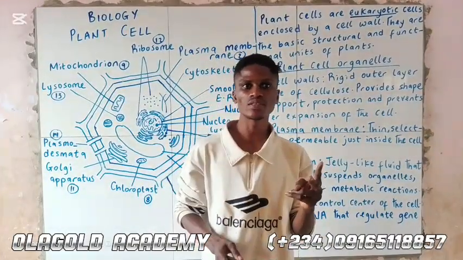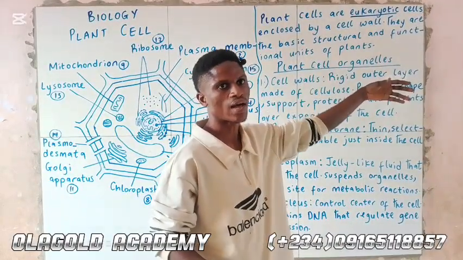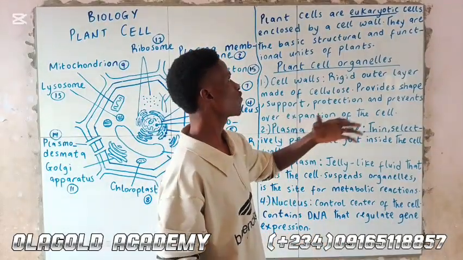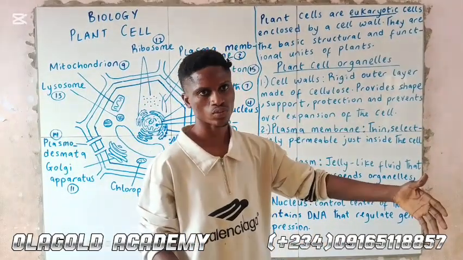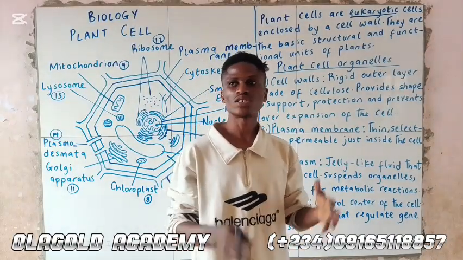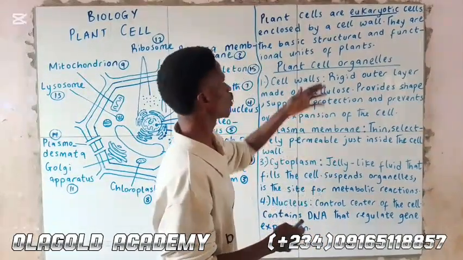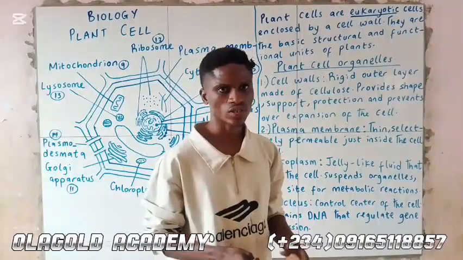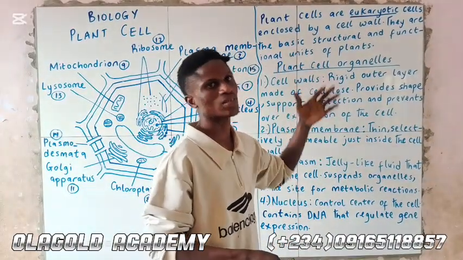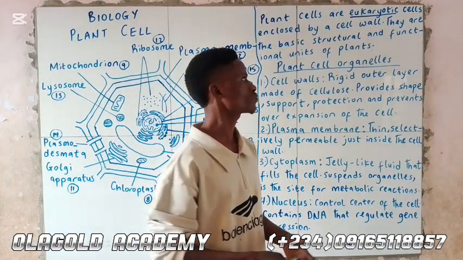Now we have two main cell types. We have the eukaryotic cells, which are the cells with a well-defined nucleus. And we also have what we call the prokaryotic cells, which are cells without a well-defined nucleus. These cells are possessed mainly by bacteria. Examples of organisms that possess eukaryotic cells are plants and animals and some other microorganisms also.